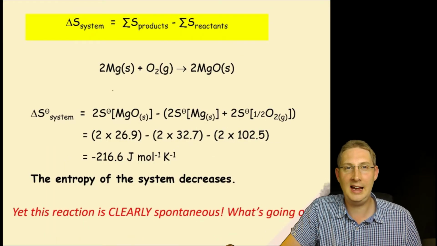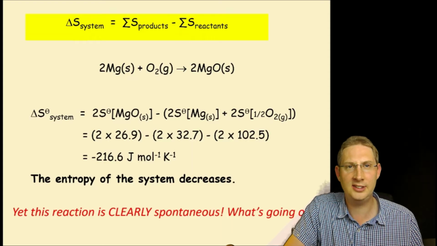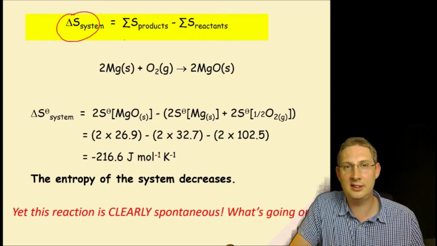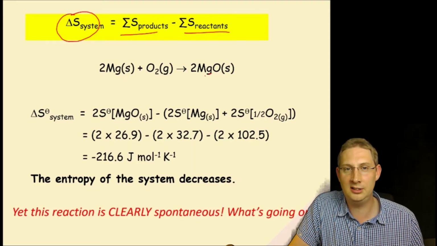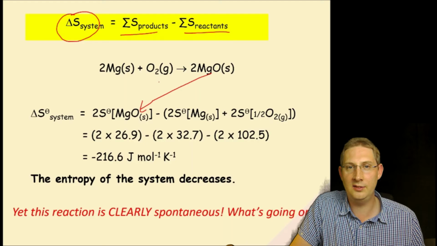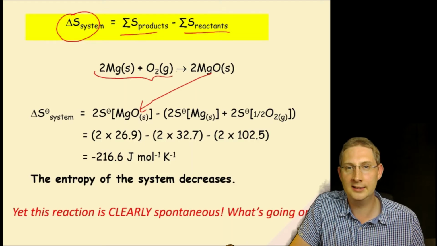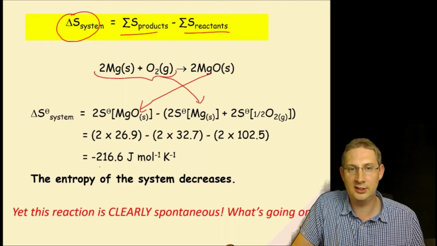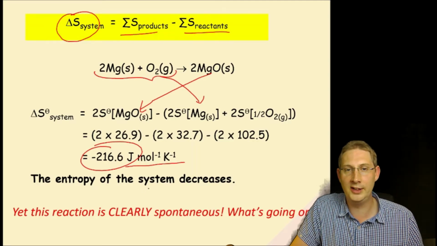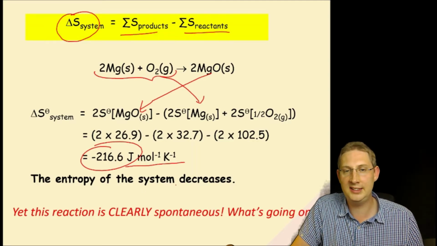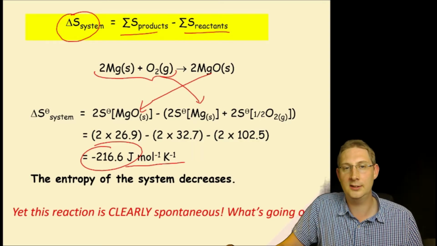And we looked at how to calculate the entropy change of the system, that it's the entropy of the products minus the entropy of the reactants. So for magnesium and oxygen going to magnesium oxide, entropy of the products minus the entropy of the reactants, and that gave us a negative number, joules per mole per Kelvin, telling us that the entropy of the system decreased.